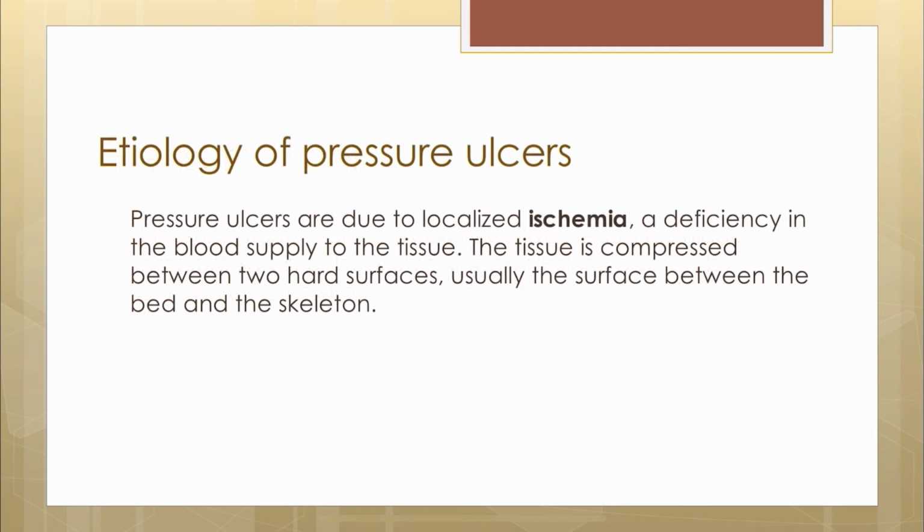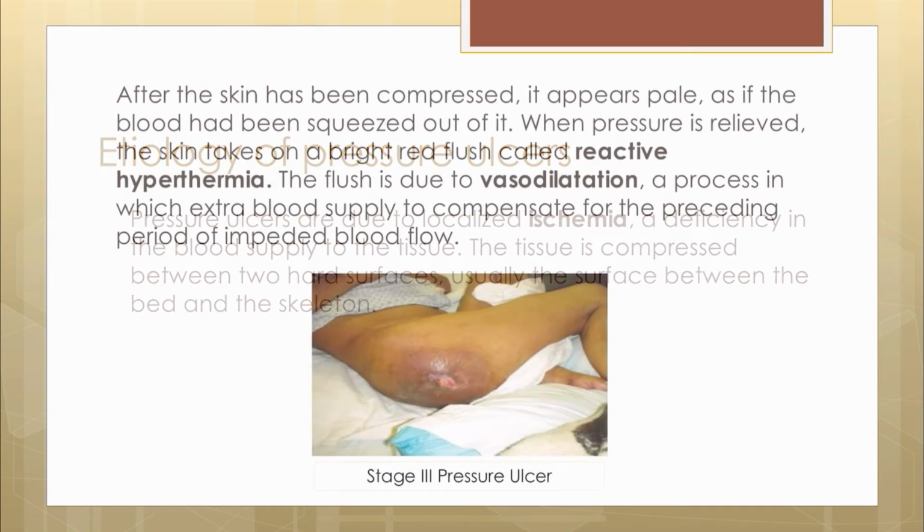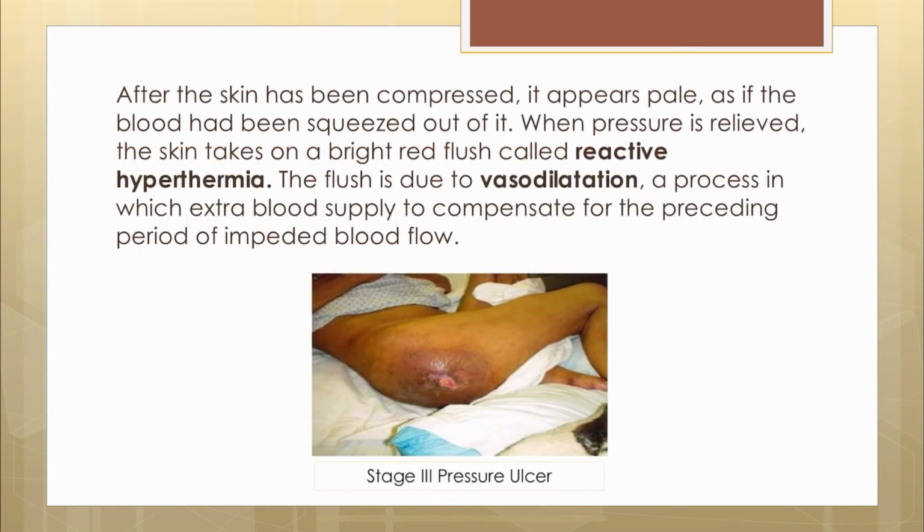Pressure ulcers are due to localized ischemia, a deficiency in the blood supply to the tissue. The tissue is compressed between two hard surfaces, usually the surface between the bed and the skeleton. When the blood cannot reach the tissue, the cells are deprived of oxygen and nutrients. Waste products of metabolism accumulate in the cells, and the tissue subsequently dies. Prolonged, unrelieved pressure also damages the small blood vessels. As you can see in the picture below, it shows the stage 3 pressure ulcer.